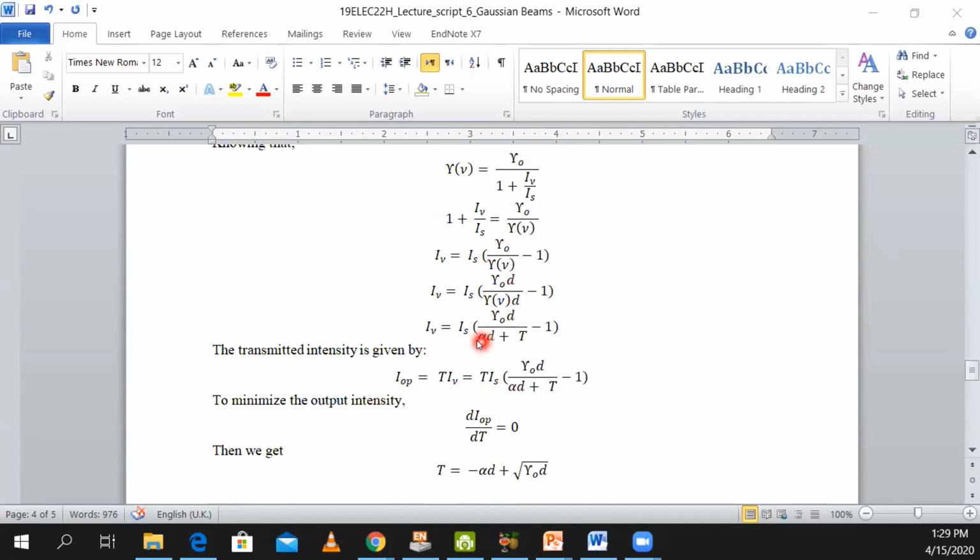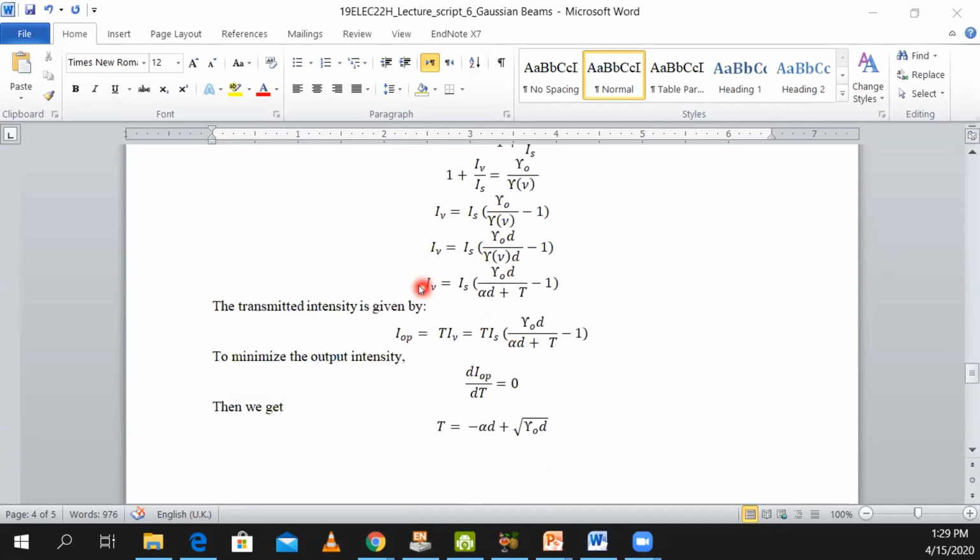As you can see here, this is the transmitted intensity. The transmitted intensity equals T times the intensity. So this is the intensity inside the cavity. What will be transmitted is T times the intensity inside the cavity. So what I make now is T times this term, and then I will find the value of T at which the intensity is maximum. Then I will take partial I over partial T equal to 0.